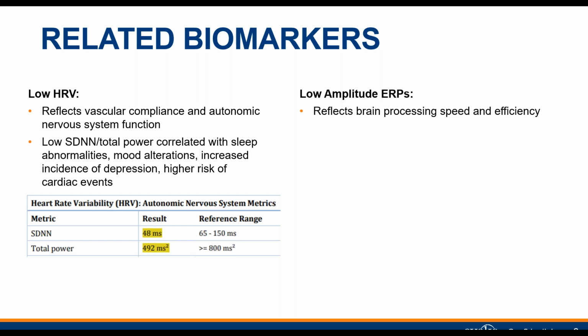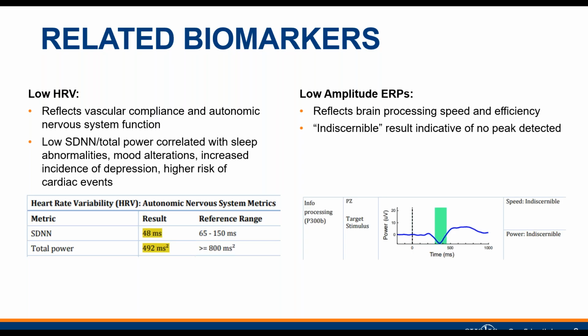Another thing that you'll see is low amplitude in your ERPs. ERPs, event-related potentials, are a biomarker that reflects brain processing speed and efficiency. Sometimes you'll see an indiscernible result, which basically means no peak can be detected. Normally, in a P3B waveform, as shown here on the right, you're going to see a large mountain peak, and that would be ideal. Here, there is no peak detected.